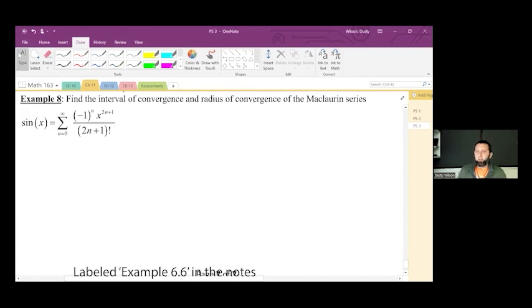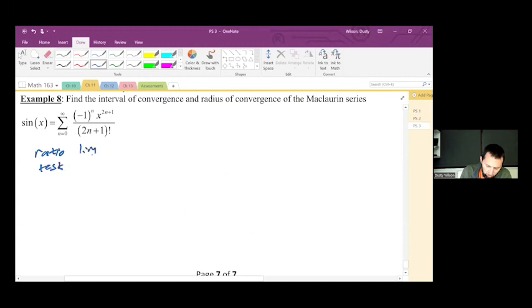Example 8, find the interval of convergence and radius of convergence of the Maclaurin series sine x equals the sum from n equals 0 to infinity of negative 1 to the n, x to the 2n plus 1 over 2n plus 1 factorial. It's going to blow your mind. We're going to start with our ratio test.